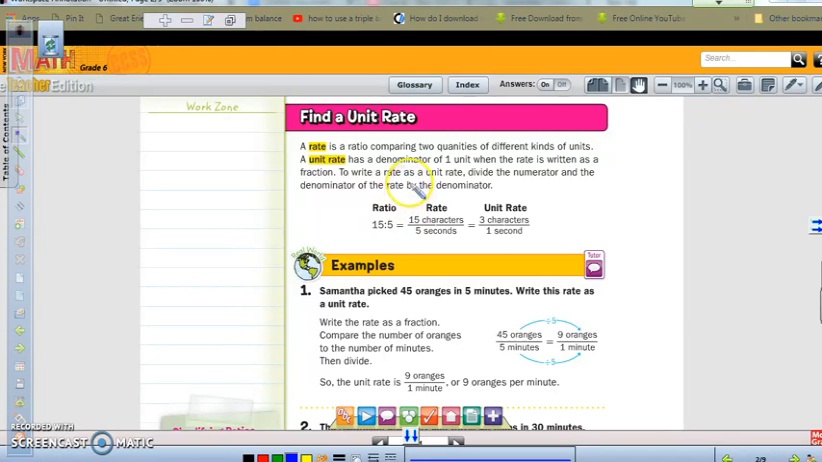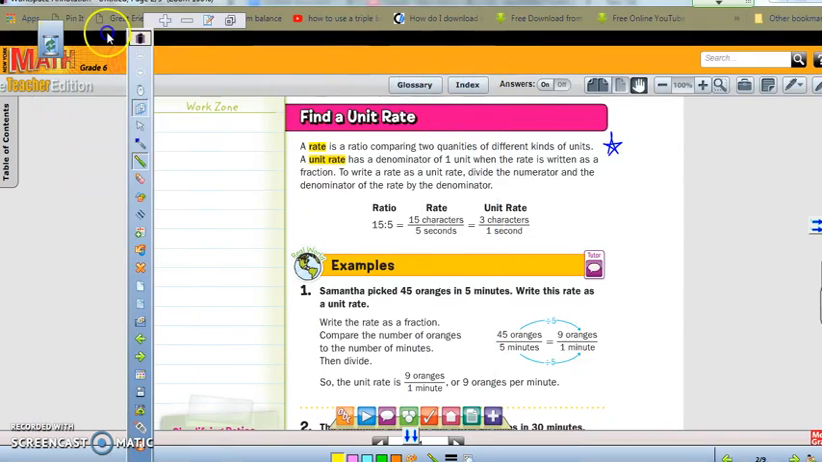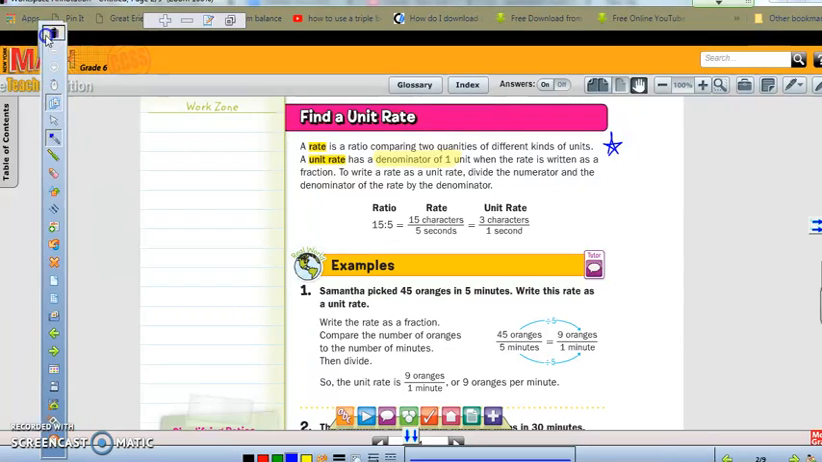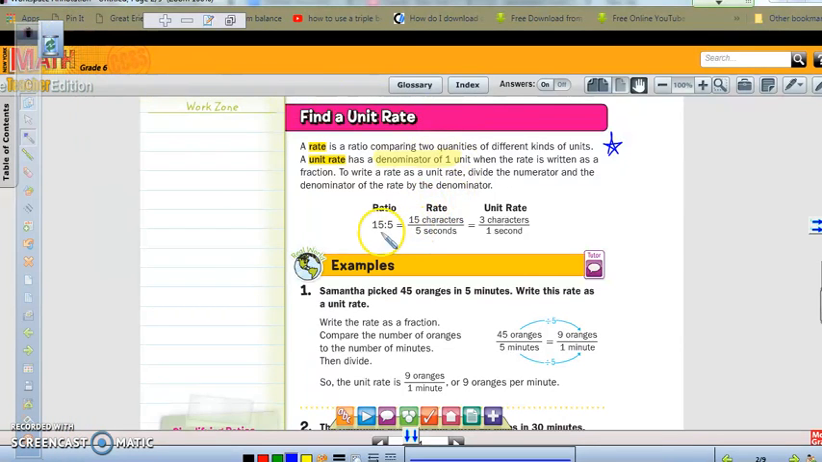So this is very important right here, so I want you to star it. A rate is a ratio comparing two quantities of different kinds. A unit rate has a denominator of 1. So if you have a highlighter, please highlight. If you do not, please underline. This is very important. We want the denominator of 1. So here's our example. They gave us the ratio, and they wrote it as a denominator of 1.